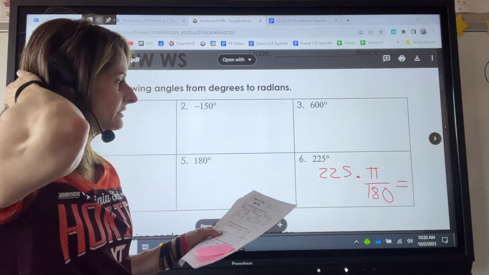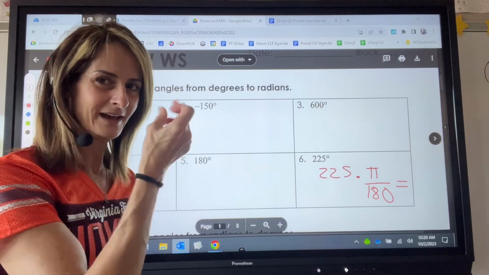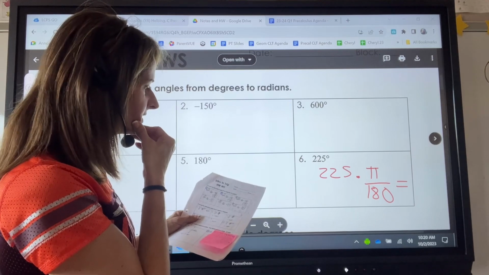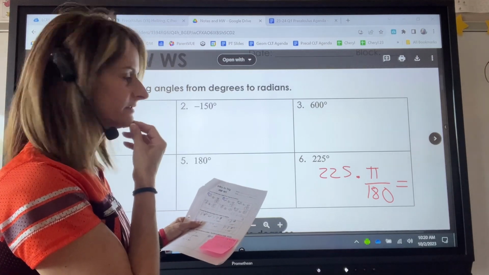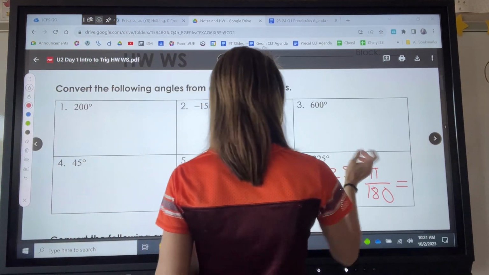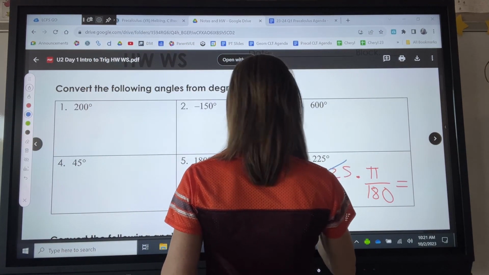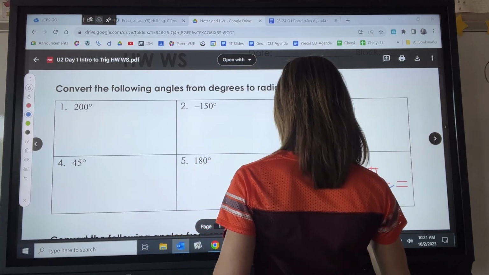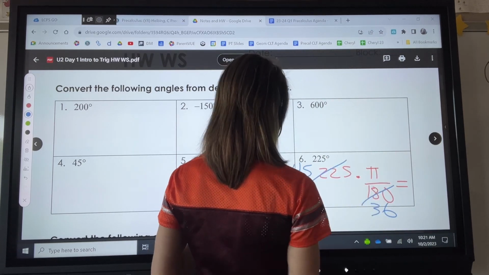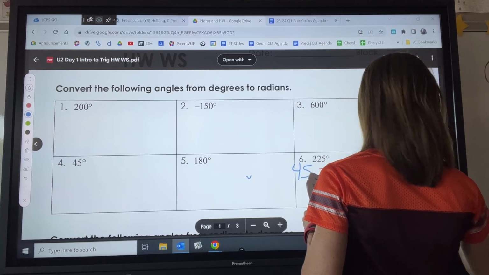These are numbers that we use in the gym every day. If you're using plates at 45, you know these numbers. So how many times does 5 go into 225? That's going to be 45. 45 times 5 is 225. I'm just going to simplify first in a different color. So I've got 45, and this is going to be 36. So we've got 45 pi over 36.